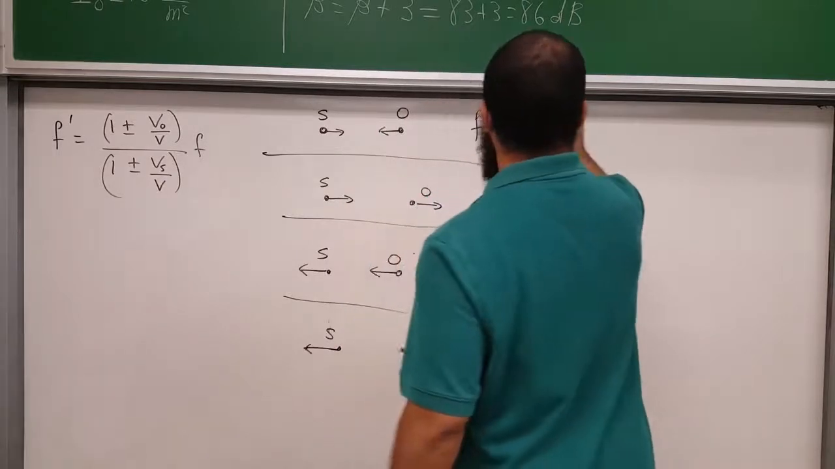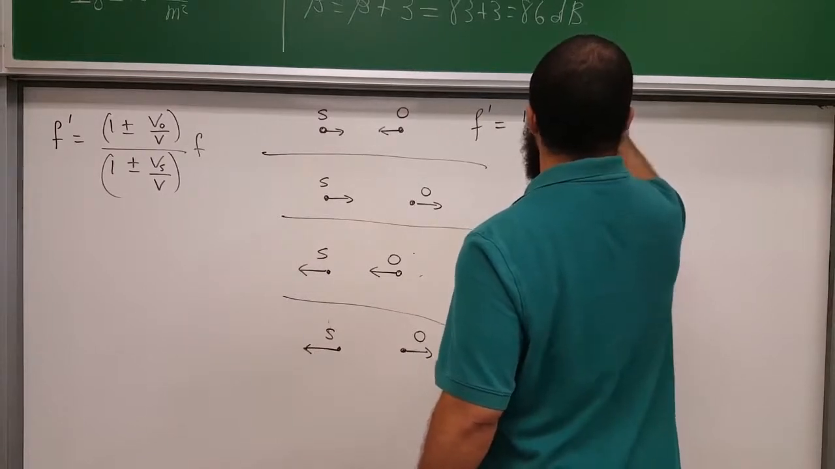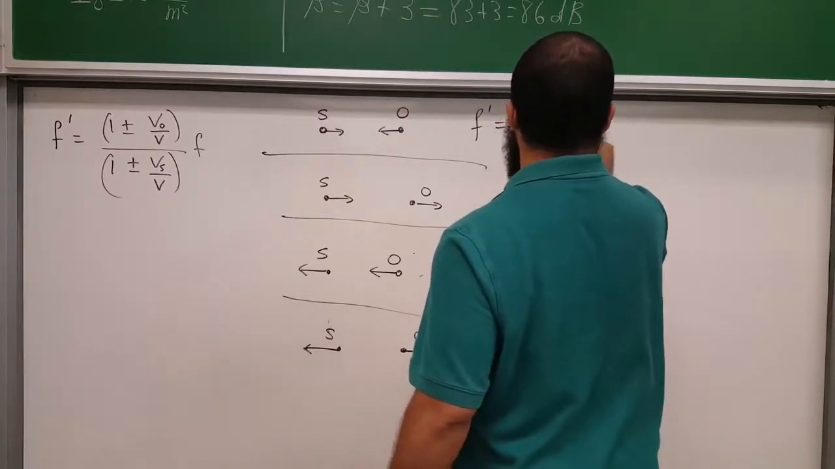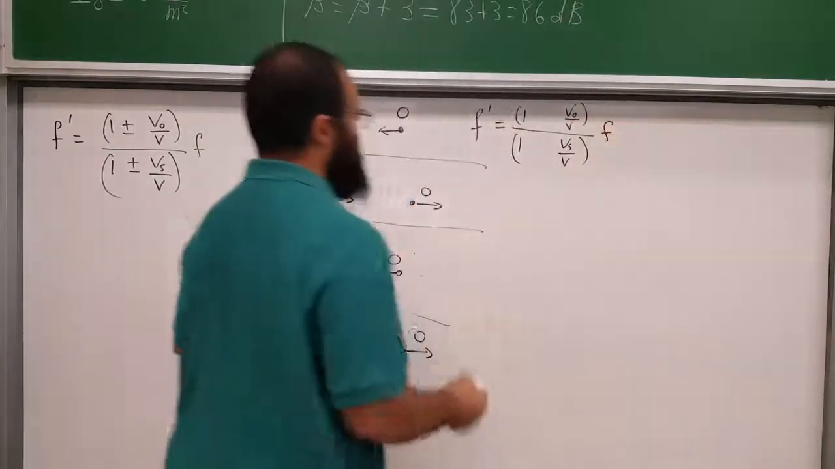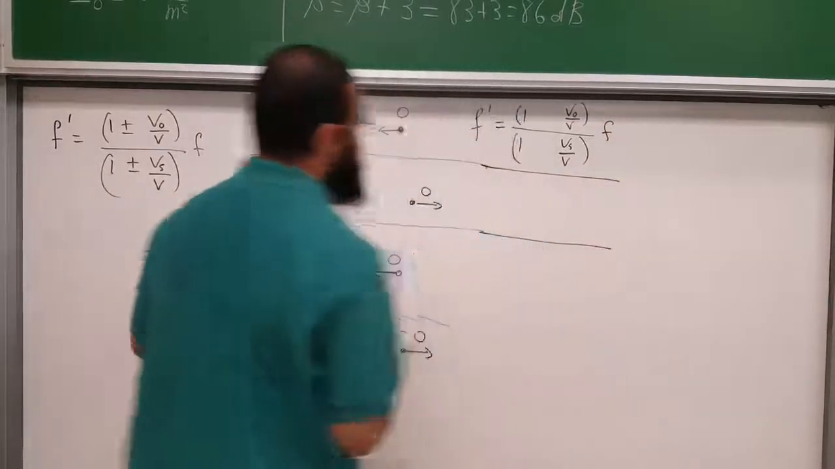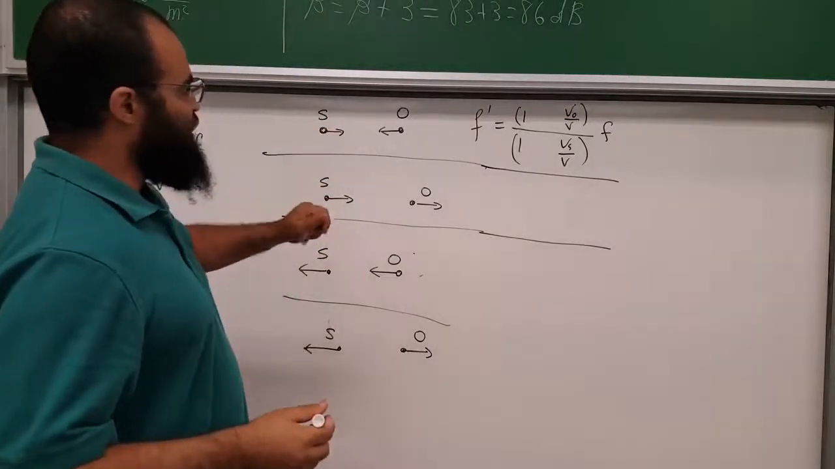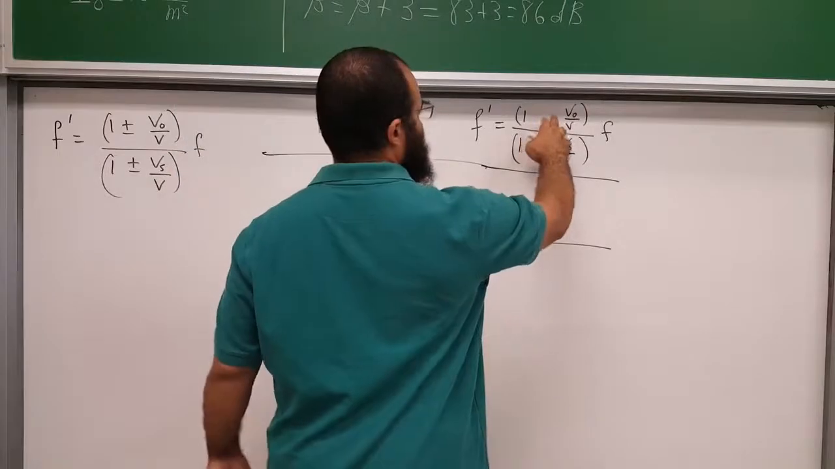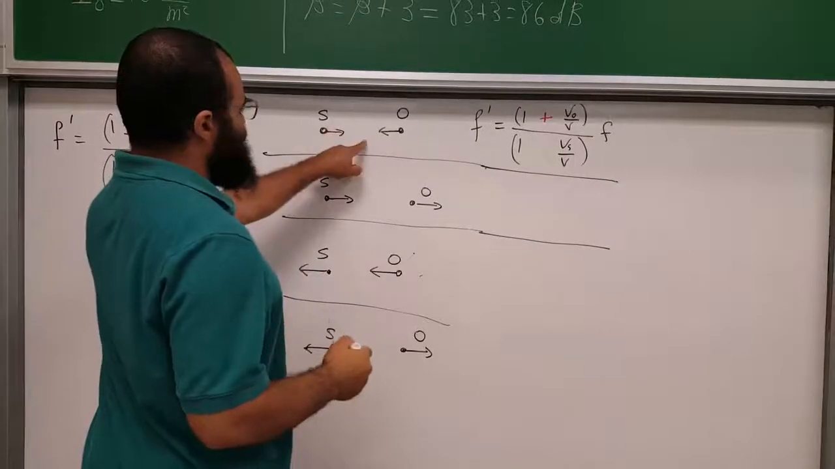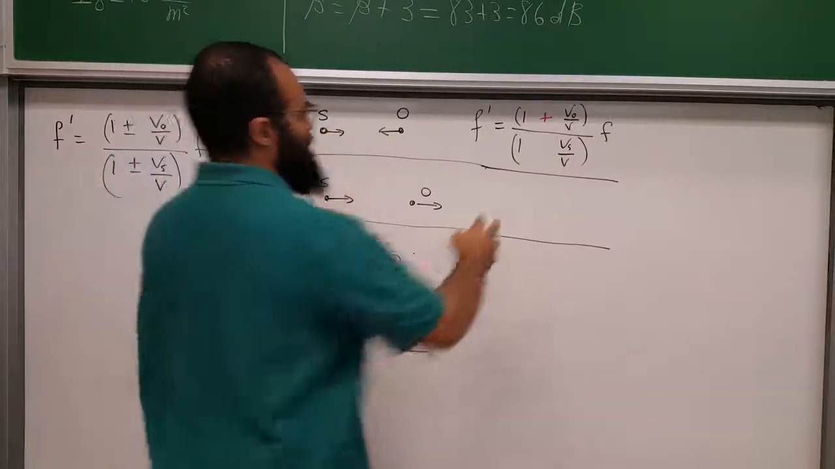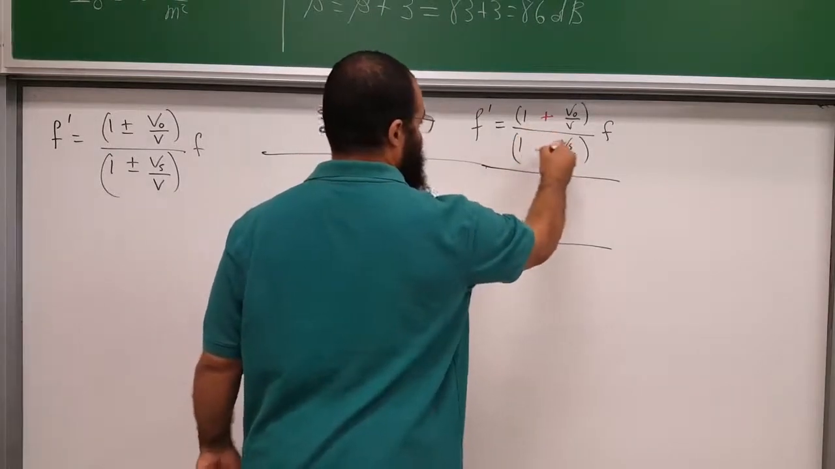F prime would be 1, I will leave the plus or minus here, V observer over the speed of sound, divided by 1, leave a blank, V source over V, times F. Let's see if we can figure out what the sign should be. The observer moves toward the source. The observer wants to make the frequency larger. The observer is in the numerator. Larger numerator means larger overall fraction, so plus. The source moves toward the observer, wants to make the frequency larger. So it's in the denominator. Smaller denominator means a larger fraction, so we need smaller, so subtract.